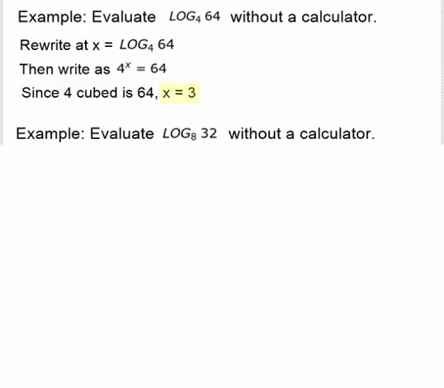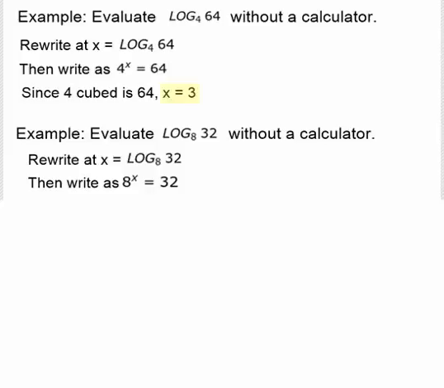Now let's look at a second example. We want to evaluate the base 8 log of 32 without a calculator. And we start by letting x equal that log, like we did with the first example. And also, we then rewrite it in exponential form. In this case, we get 8 to the x power equals 32. Now this seems puzzling because it doesn't seem like there is any power of 8 that's 32, but in fact there is, a fractional power.